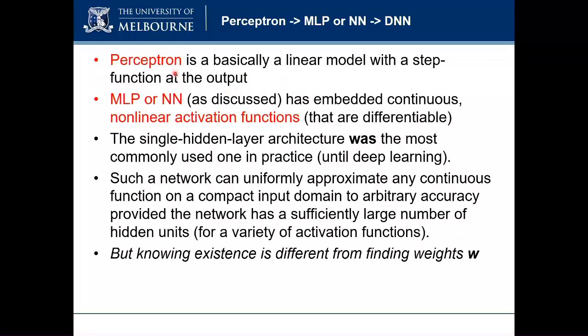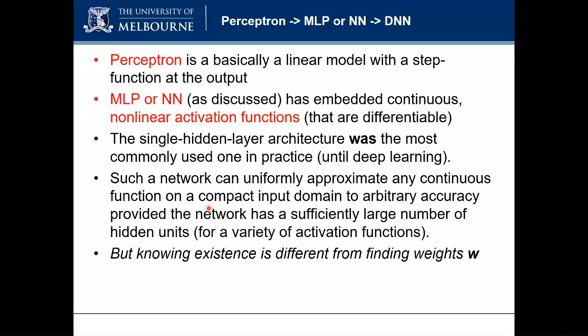So the perceptron was this 50s thing that I mentioned. In that case, people did simply a linear combination and then a simple step function as the output nonlinearity. So that was a classifier, right? Linear combination and the step function. A single hidden layer was the most commonly used in practice until deep learning. So that was most of the last century.